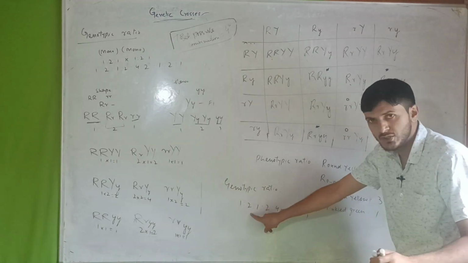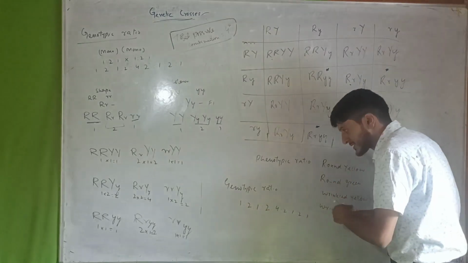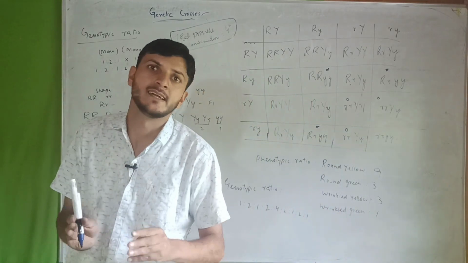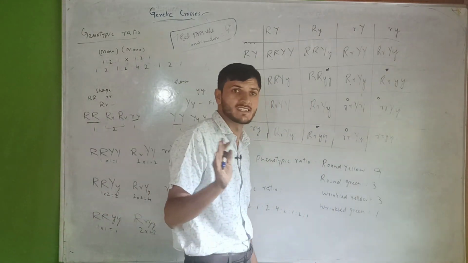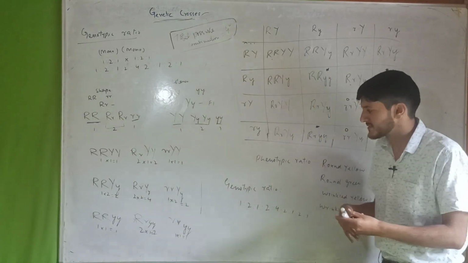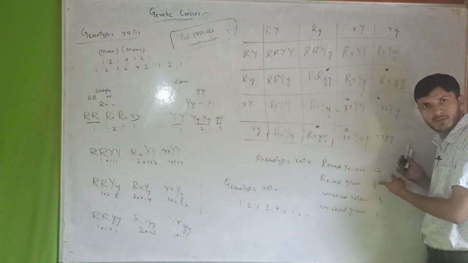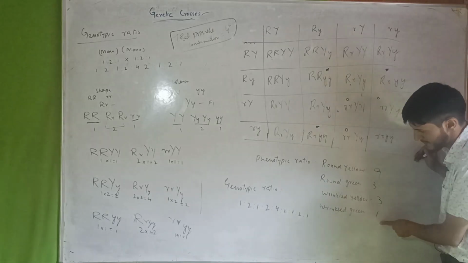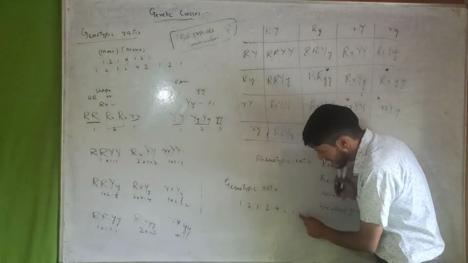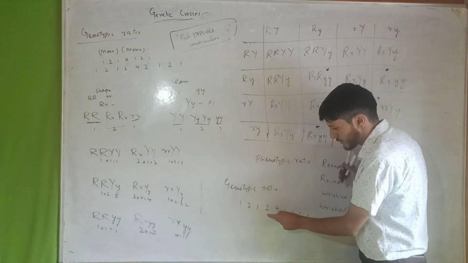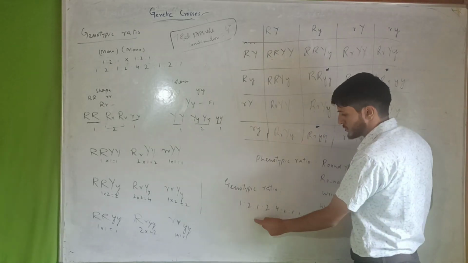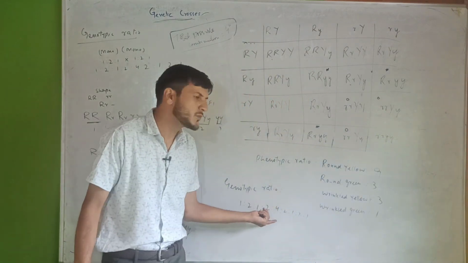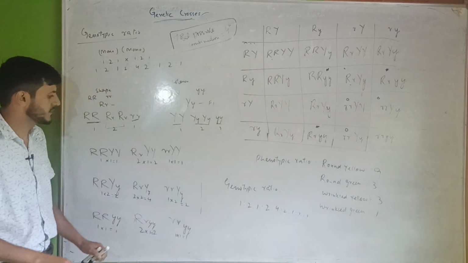Now we will check this genotypic ratio. If the sum of these genotypes is equal to 16, then it's right. If it's not equal to 16, then we have done some mistakes. Same here in the phenotypic ratio: 9 plus 3, 12, 12 plus 3, 15 plus 1, 16. 1 plus 2, 3 plus 1, 4 plus 2, 6 plus 4, 10 plus 2, 12 plus 1, 13 plus 2, 15 plus 1, 16. So it means that we have done it rightly. Got it?